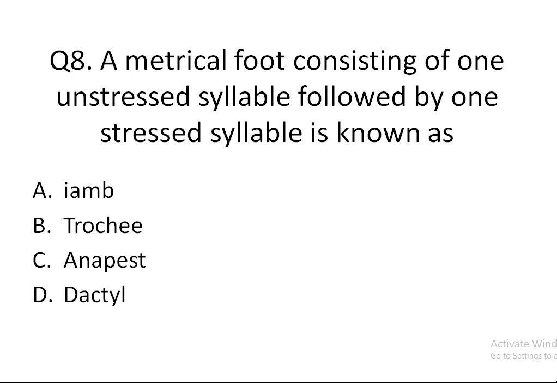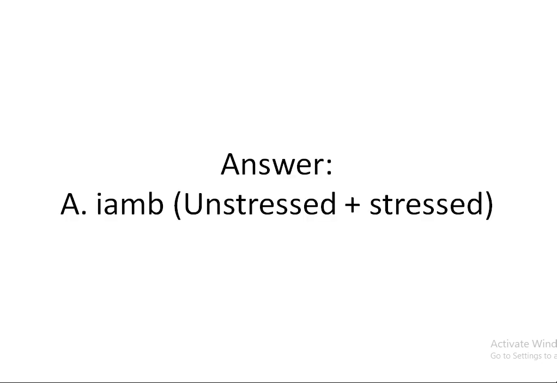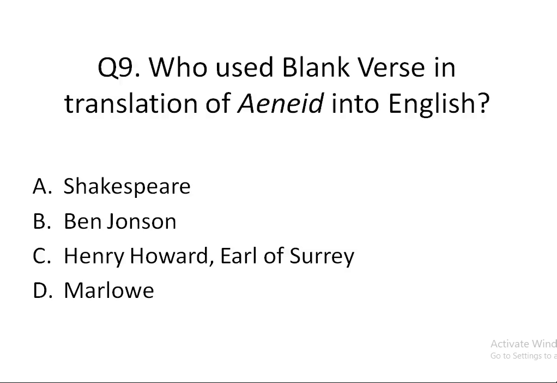Question number 8. A metrical foot consisting of one unstressed syllable followed by one stressed syllable is known as iamb, trochee, anapest, or dactyl. The answer is iamb. That is one unstressed syllable plus one stressed syllable.